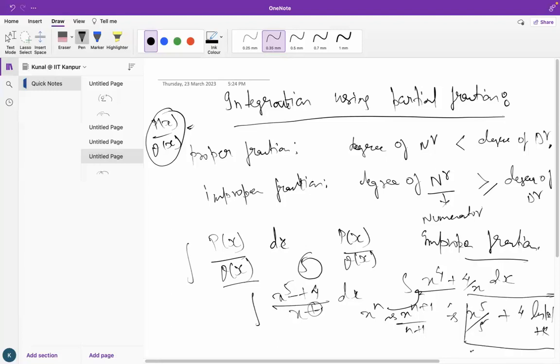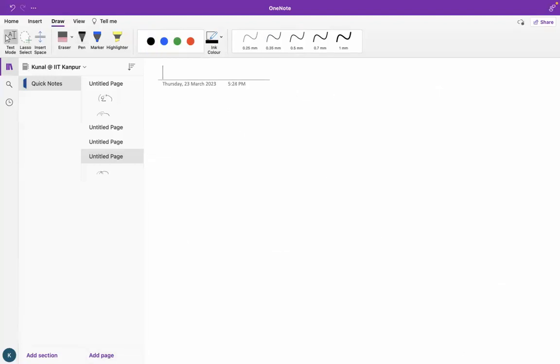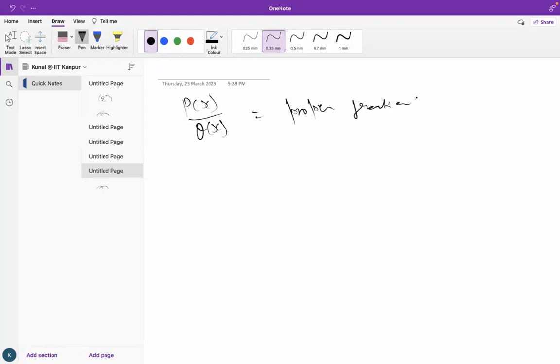So this is for improper fraction. But what if the fraction given is a proper fraction? What if the algebraic fraction is a proper fraction? Something like that.